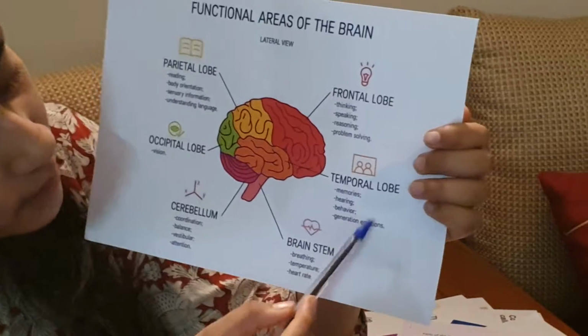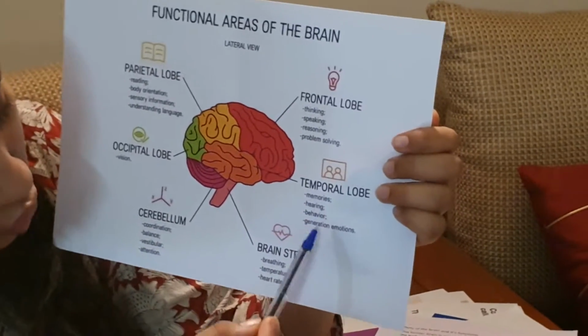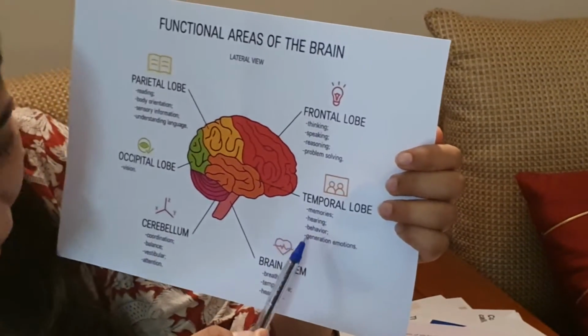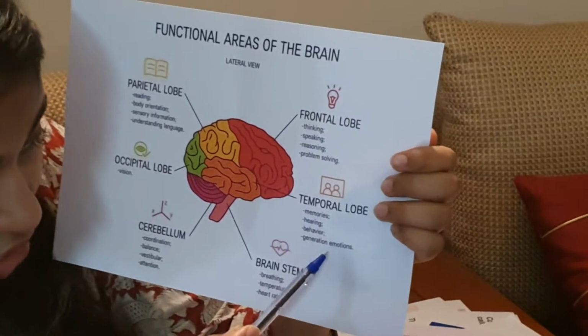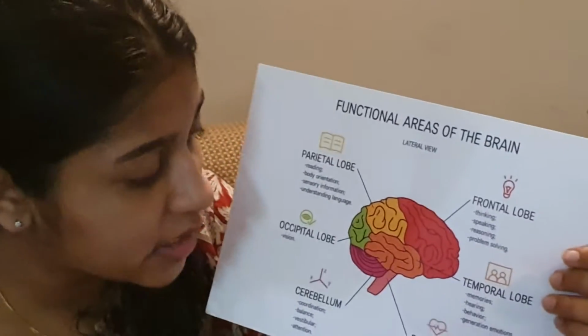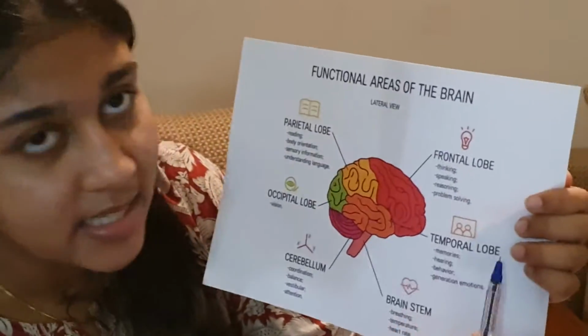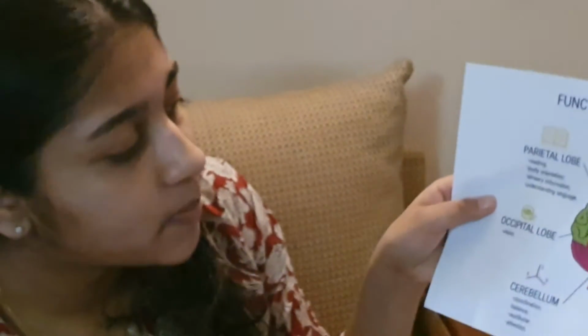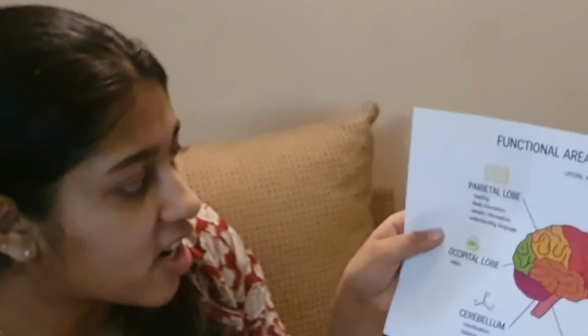So the temporal lobe also has, as I have mentioned, memories, hearing, behavior, emotion. So see here, two people are there. So it is usually about hearing and emotions and memories. So that is the temporal lobe. So I spoke about the four kinds of lobes: the parietal, occipital, frontal, and temporal.